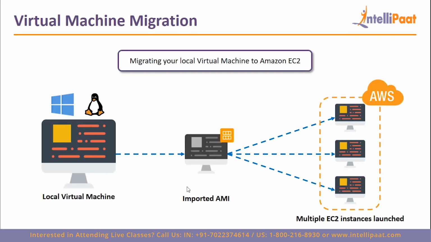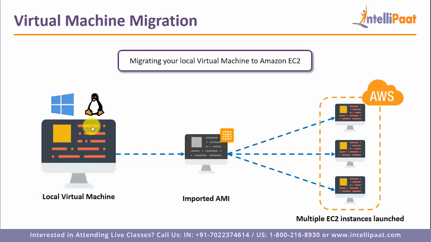So let's move on. So virtual machine. What is virtual machine migration basically? It is migrating your local virtual machine to Amazon EC2, or you can shift your entire architecture which is lying on your local or on-premise setup to the AWS cloud. So how to do it? You have your local virtual machine. It can be on any operating system. It can be an Ubuntu instance or a Windows instance or a Red Hat instance or a CentOS instance.